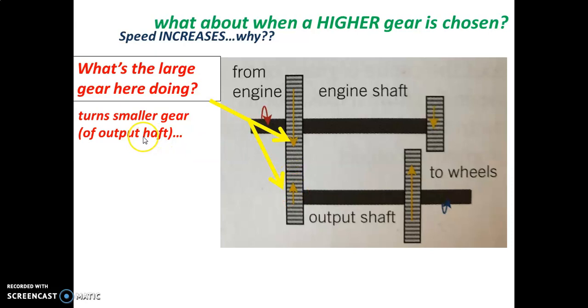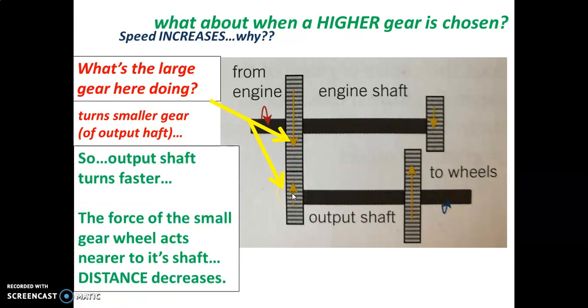Typo here, apologies. It should be shaft, not half. That's not a word as far as I'm aware. It's turning the smaller gear of the output shaft. Now remember, this is a smaller gear, so the output shaft will start to turn faster.